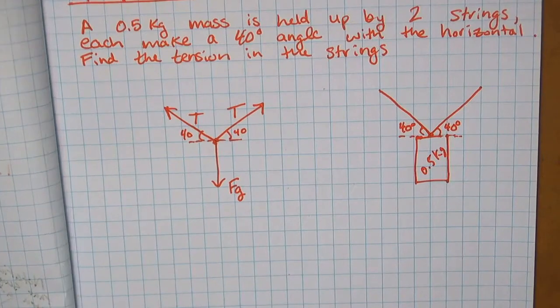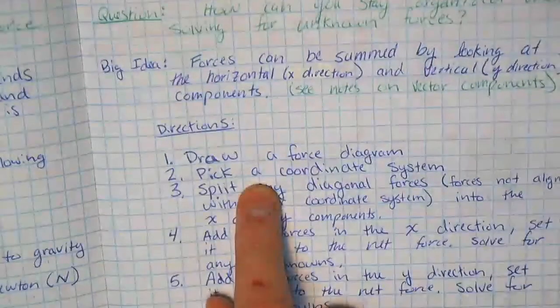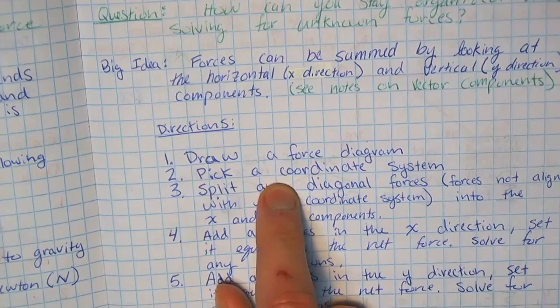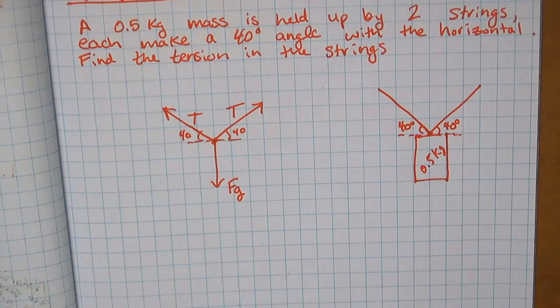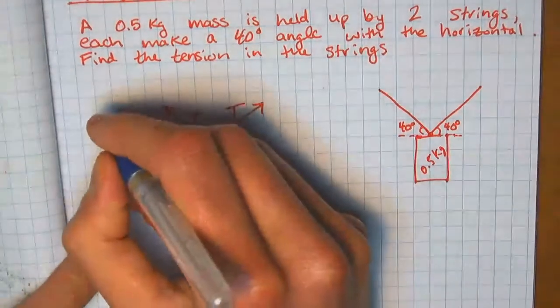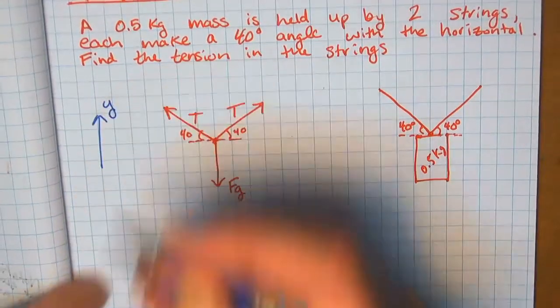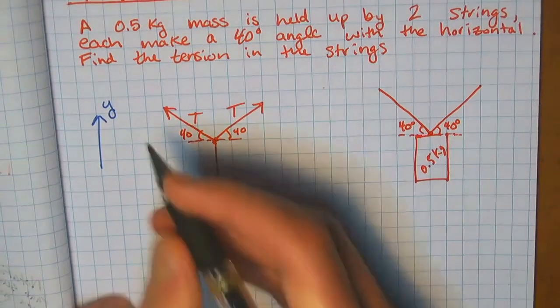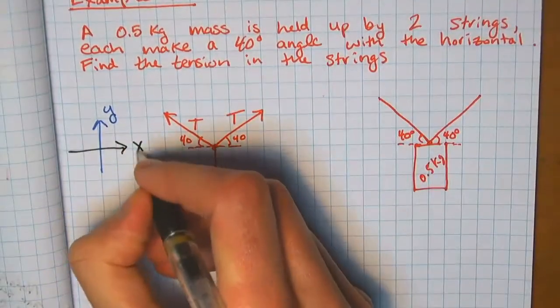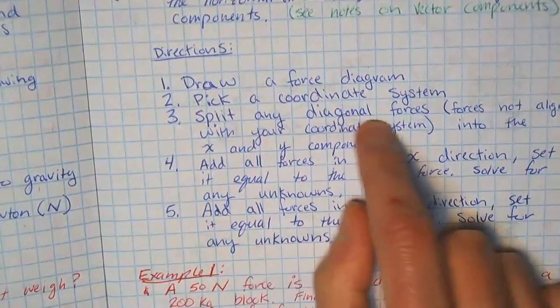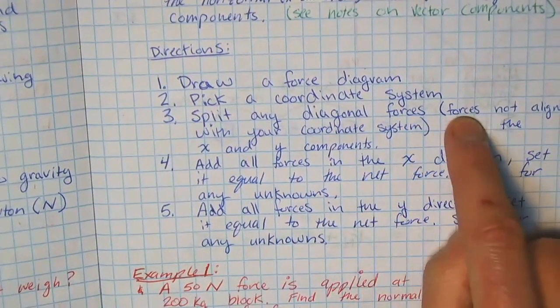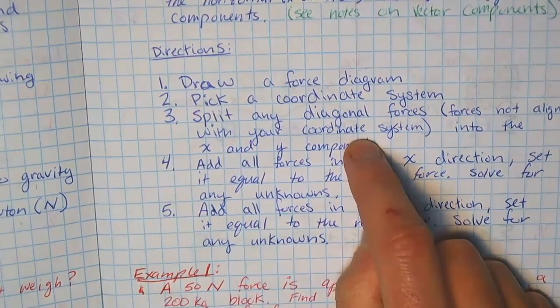Okay, going back, next up, we're going to pick our coordinate system. We're going to use the same coordinate system that we were using before. So that means that up and down will be our y direction, and side to side will be our x direction. Okay, next, number 3, split any diagonal forces, meaning forces that are not aligned with your coordinate system, into the x and y components.